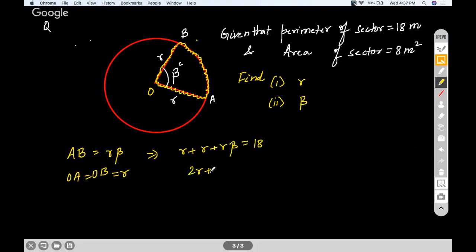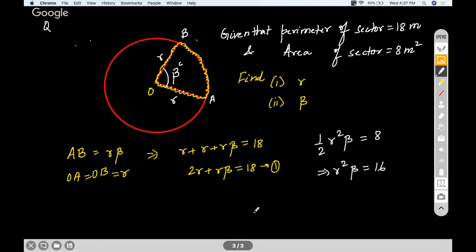So the first equation that you get is going to be this equation. Let me call this equation number 1. Equation number 2 will be obtained from the area of the sector information. So half r square beta is the area of the sector, and that is given to you as 8. That means r square beta is 16, right? Now, from here I can say r times (2 plus beta) is equal to 18.